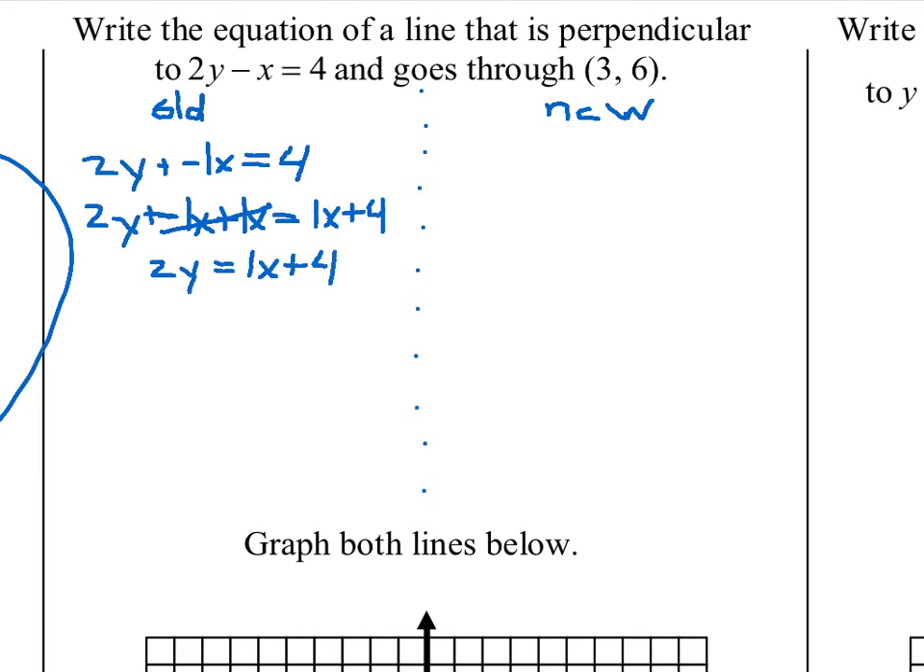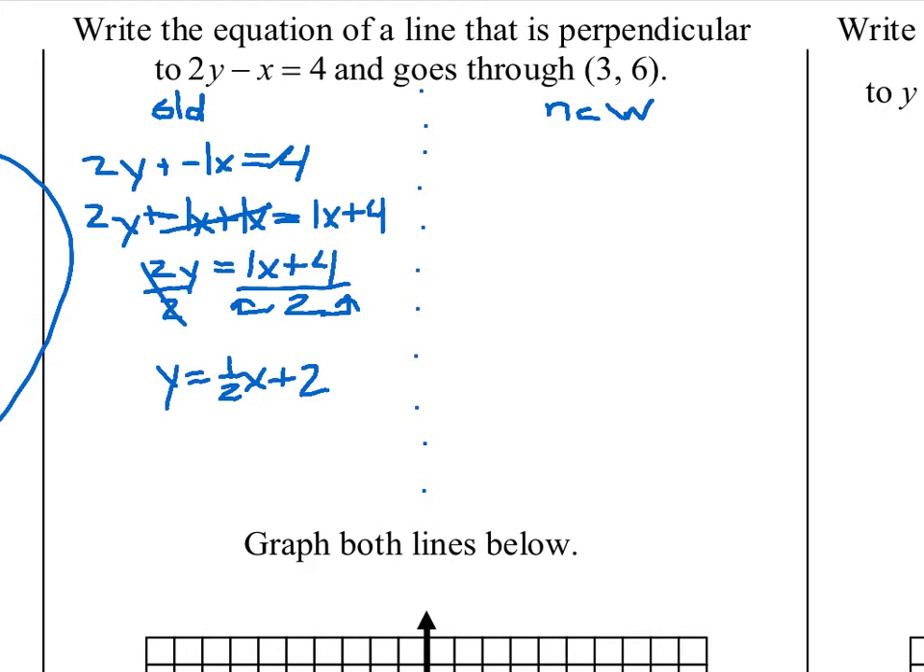Still don't have y alone. Sania, what do I need to do now? Divide by 2. Remembering that if I divide one side by 2, I have to divide the entire side by 2. 1 divided by 2 is the fraction 1 half x, plus 4 divided by 2 is 2. So my original equation is y equals 1 half x plus 2.